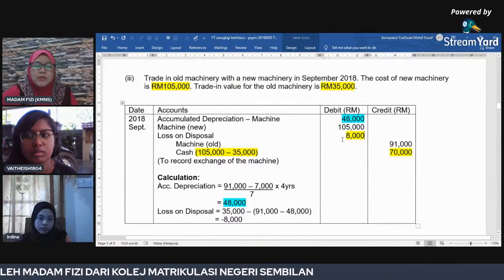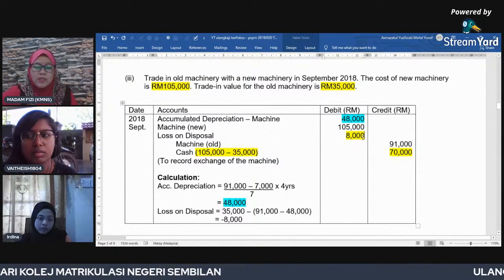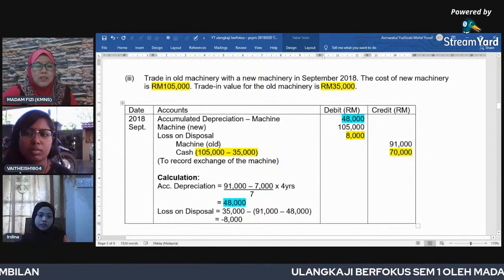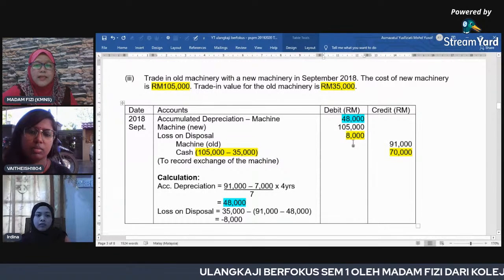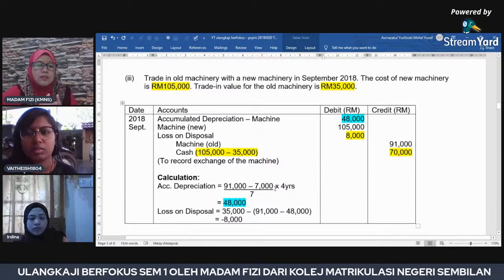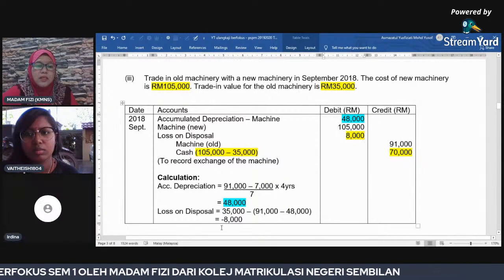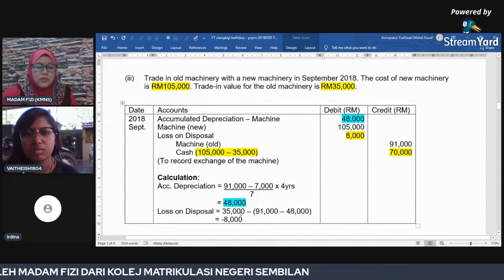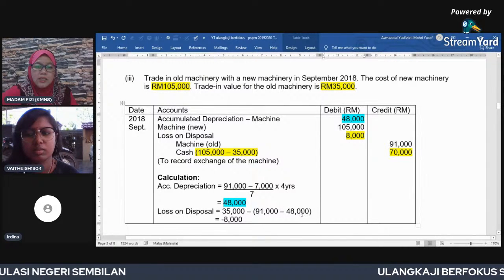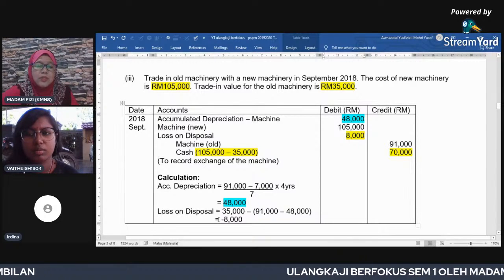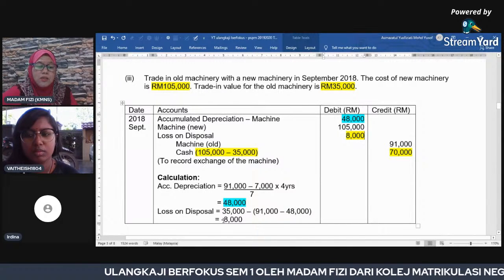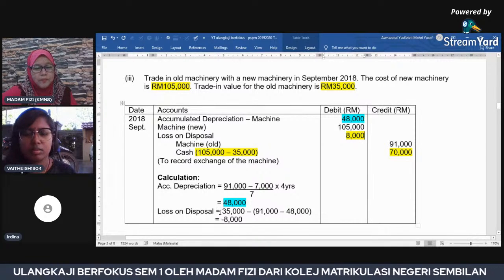Okay, so the missing figure is 8,000. Because it is at the debit side, it is loss on disposal 8,000. Or you can calculate the loss on disposal equals 35,000 minus 91,000 minus 48,000 equals negative 8,000. Okay, negative means loss on disposal.